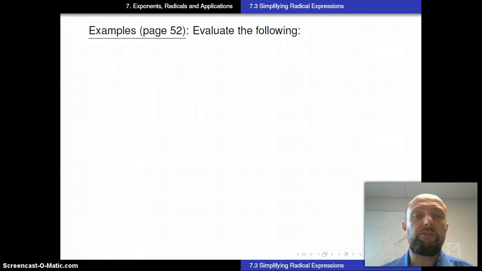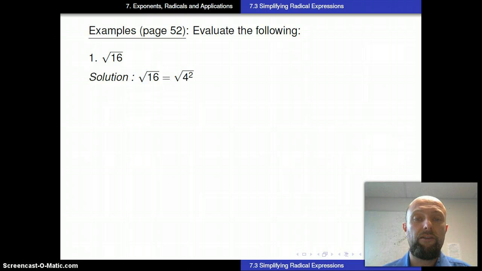Let's illustrate this with some examples on page 52. Evaluate the following. The square root of 16. We can rewrite 16 as 4 squared, and then the square root of 4 squared simplifies to just 4.